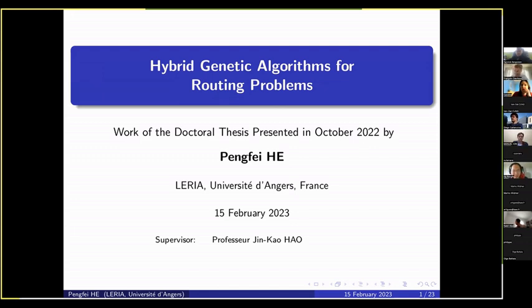So we go. I'm Pengfei He, a student from the He University Danji, supervised by Professor Jinkao Hao. I will give a presentation about my work, a hybrid genetic algorithm for routing problems.